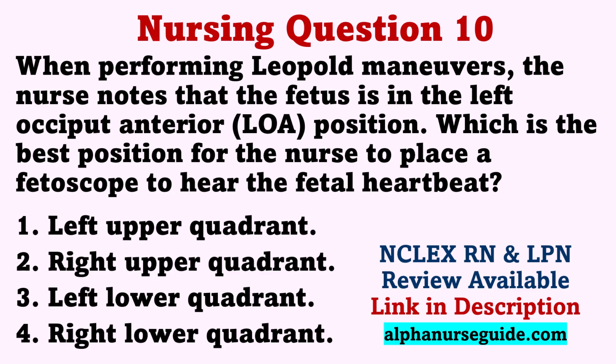The correct answer is 3. Left lower quadrant. The left upper quadrant would be the appropriate place to place a fetoscope to hear the fetal heartbeat if the baby were in the left sacrum anterior position, not the left occiput anterior position. The right upper quadrant would be appropriate if the baby were in the right sacrum anterior position.